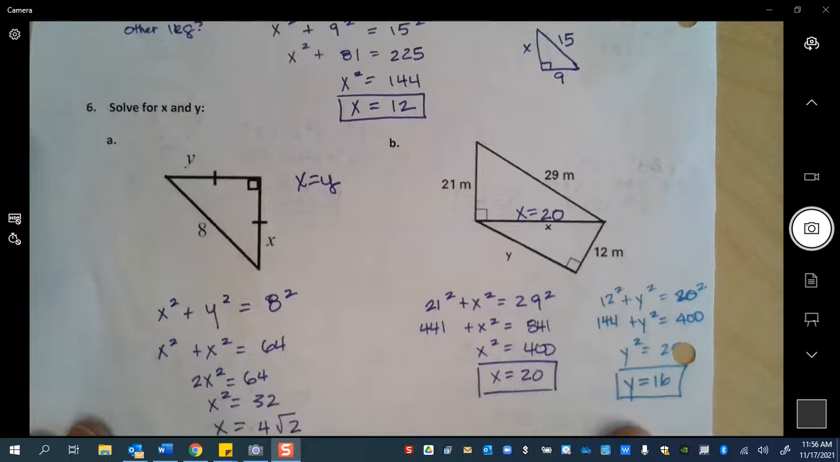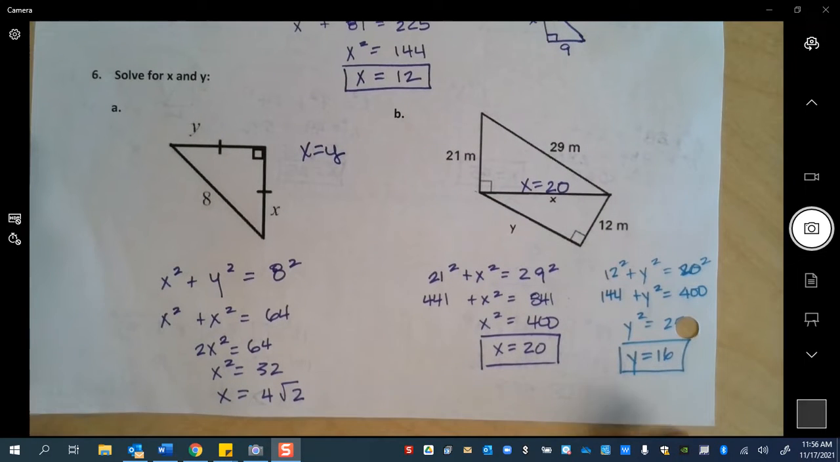Old key. Solve for x and y. Hey, it's isosceles. Did you miss it? So x is equal to y. So I can substitute my x squared in, and I can go for and solve it.